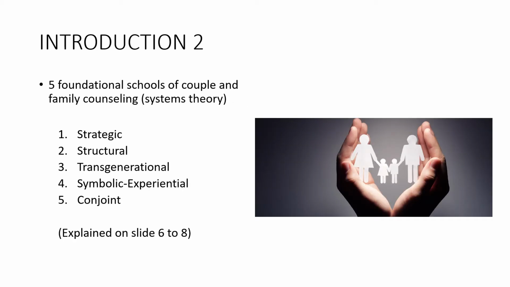There are 5 foundational schools of couple and family counseling or systems theory. The first one is called strategic. The second is called structural. Third is transgenerational. Fourth is symbolic experiential. And 5 is conjoint. So these will all be explained in a couple of slides from now. Just want to let you know that these are the ones that we'll be focusing on in this chapter.